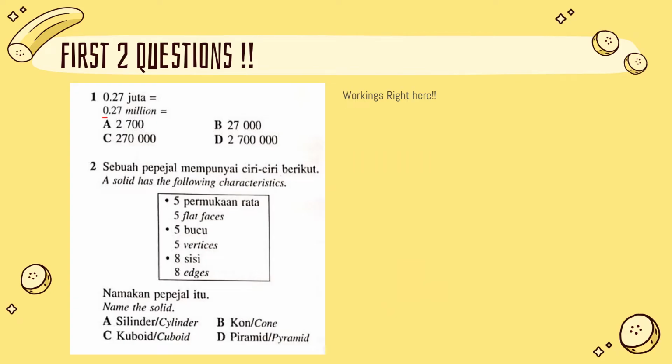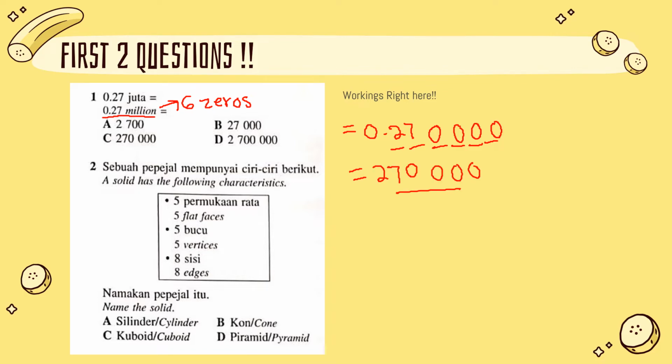Our first question is 0.27 million. What is it in digits? First, we write the number 0.27 here. Now since million has 6 zeros, we focus on that first. So what we have to do is move 6 times: 1, 2, 3, 4, 5, 6. Now we just add a 0 on top of each line. Then copy what you just wrote here. What number is it? 270,000. In the answer options, which one is 270,000? Very well, you're right. It is C.